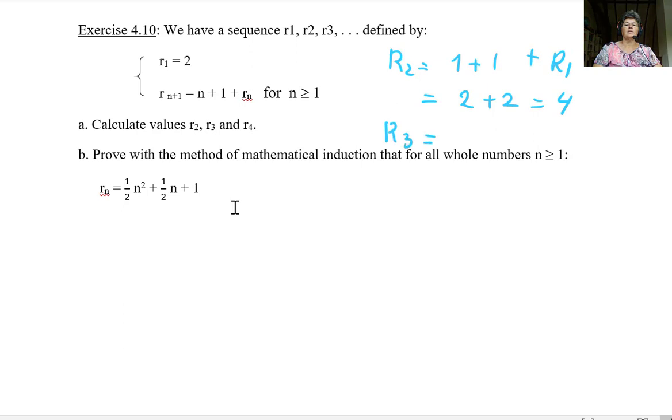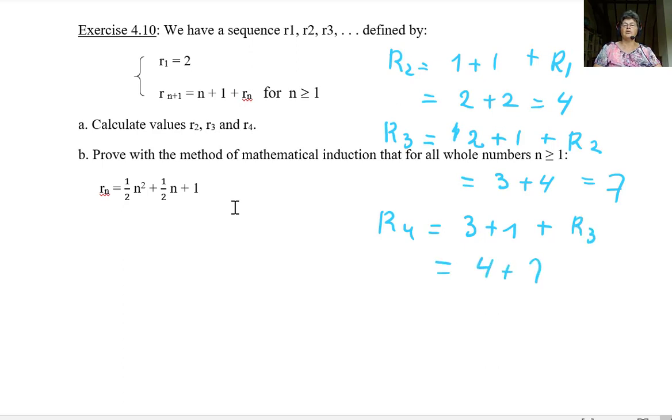R3, that would mean it is n plus 1, so that would be 2 plus 1 plus R2, so that would be 3 plus 4, which would be 7. R4, so that would give us 3 plus 1 plus R3, that would give us 4 plus 7, that would be 11.